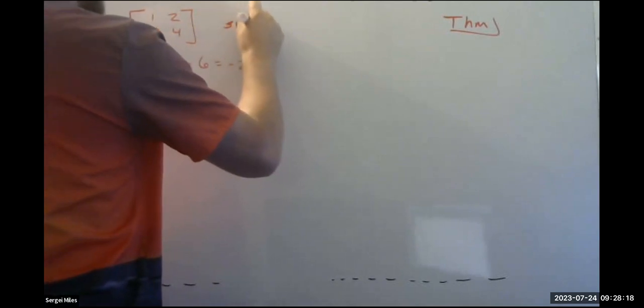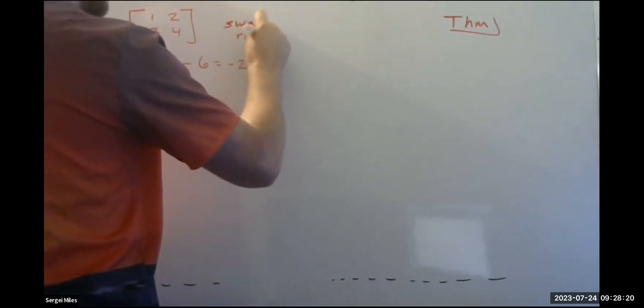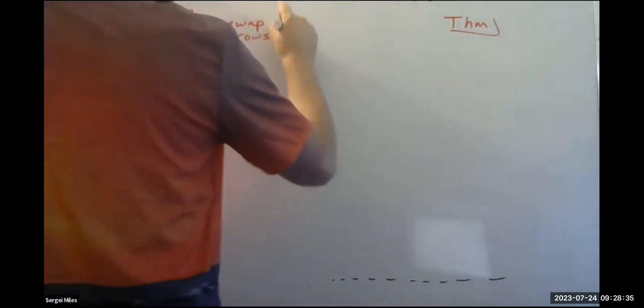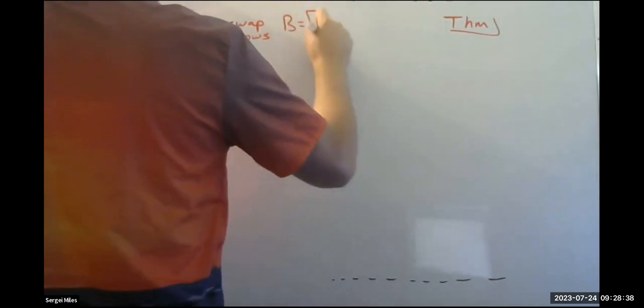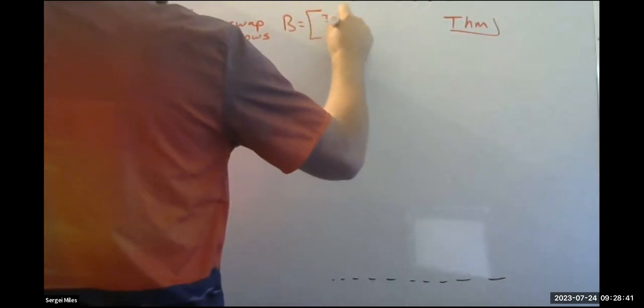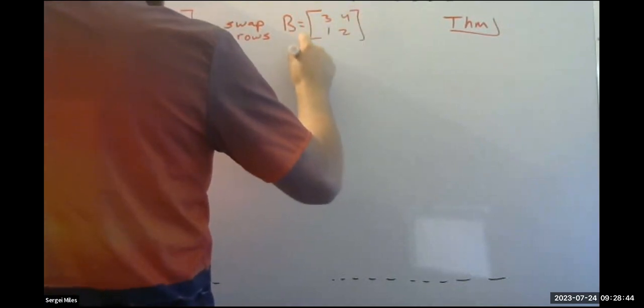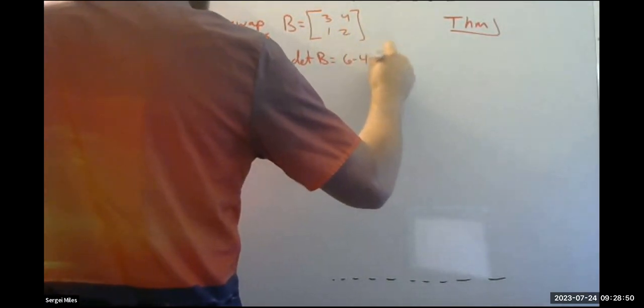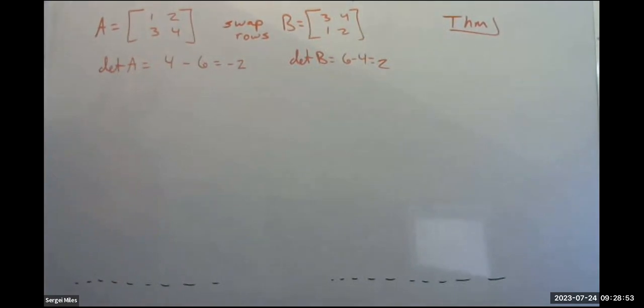Now, yesterday we weren't exactly swapping rows. We were just saying, what if I use a different row for my cofactor expansion? What if I expand across a different row that has more zeros? We can do that as long as you keep track of the checkerboard pattern, right? But if I swap the two rows, I'm going to create a new matrix, B, which is 3, 4, 1, 2. And now we're going to get a determinant of 6 minus 4, which equals +2. In other words, what happened? Swapping the rows of A flipped the sign of the determinant.